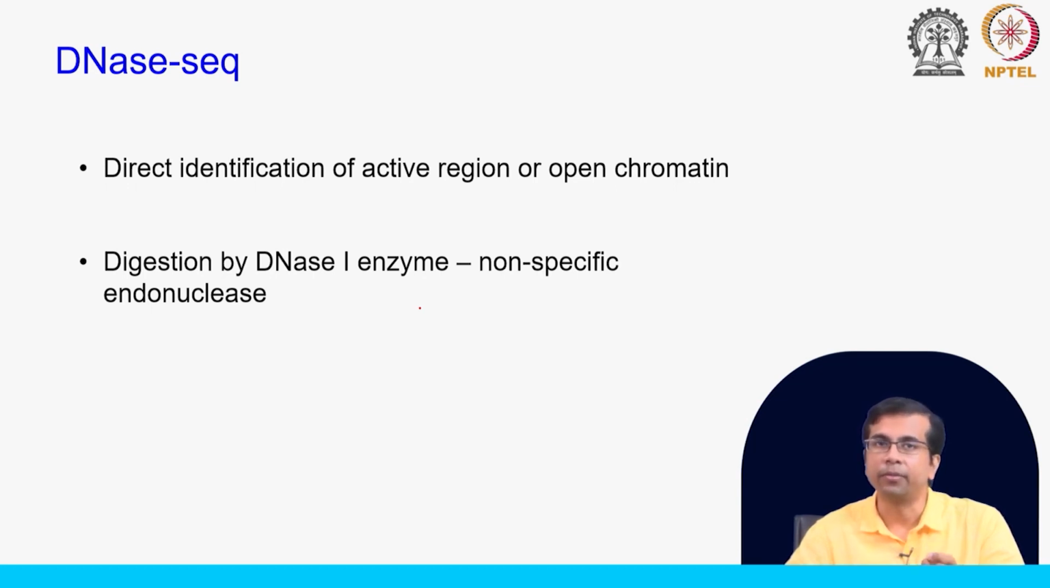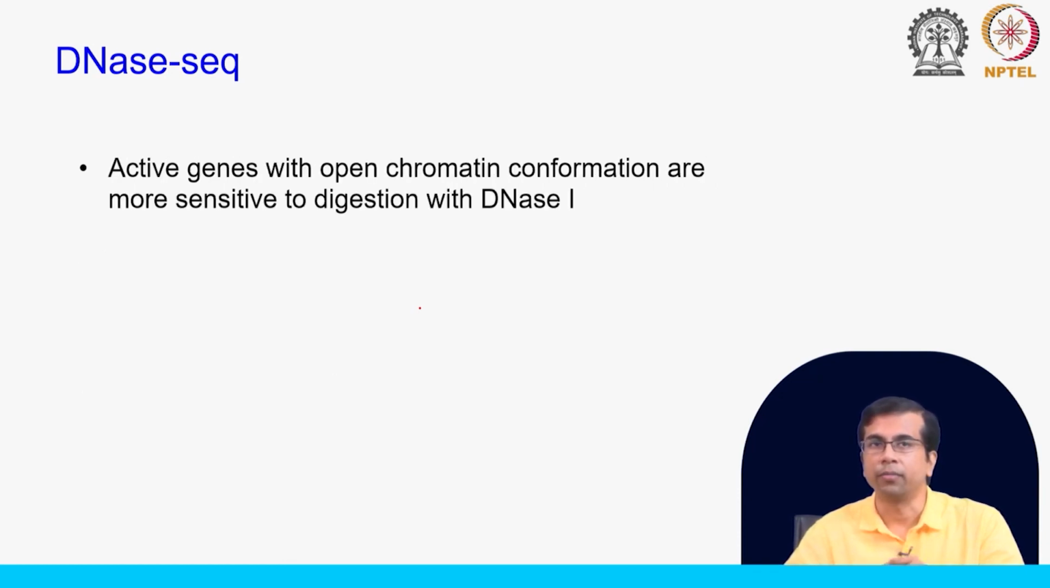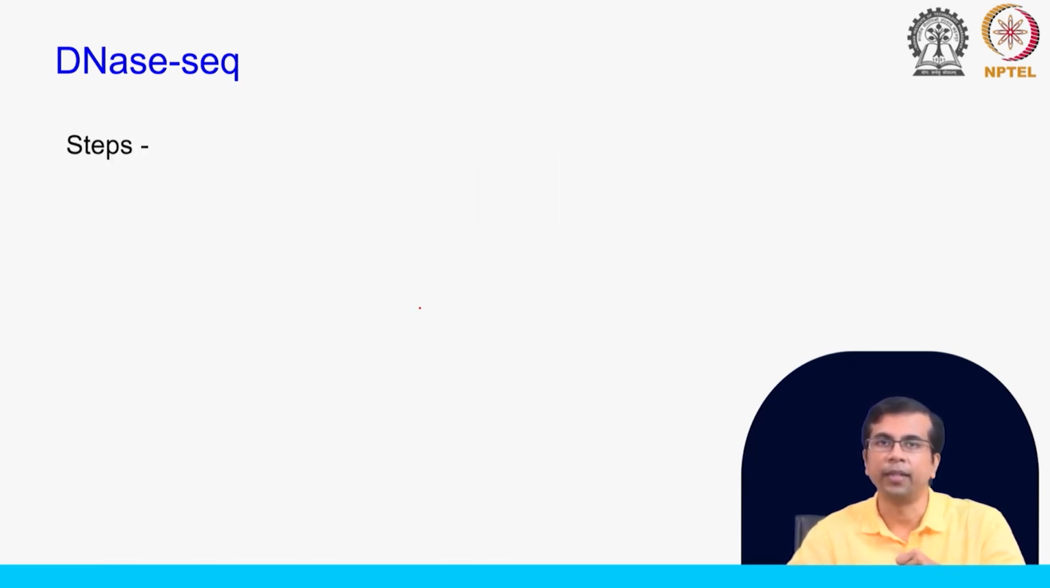So, what we do is we digest with DNase enzyme. This is a non-specific endonuclease, so it will cut indiscriminately, and it will not be able to cut at occupied sites. Sites that are bound by histones or by other transcription factors will not be cut, but only the open sites will be cut. Okay. So, what researchers have seen is that active genes that have open chromatin conformation are more sensitive to digestion with DNase1. So, this means these open regions will be preferentially cut by this enzyme.